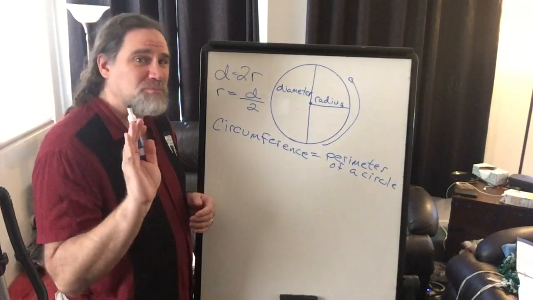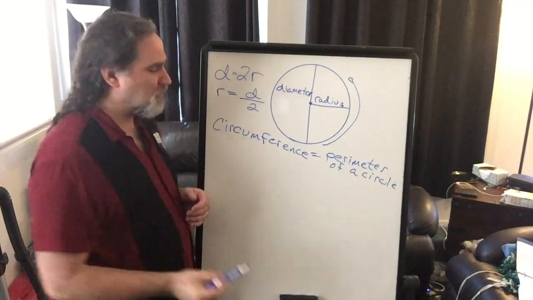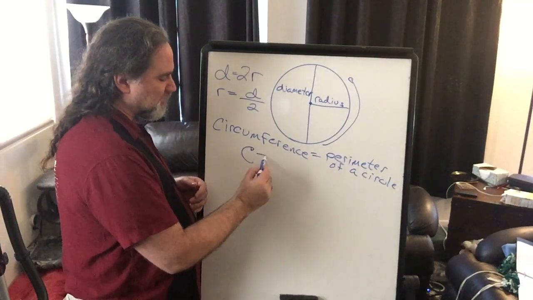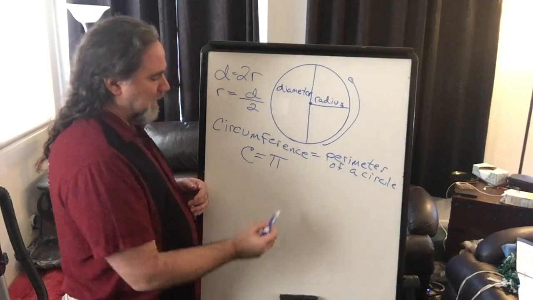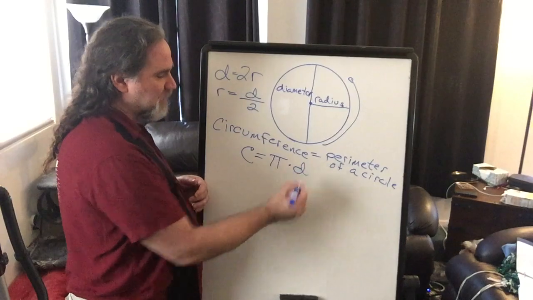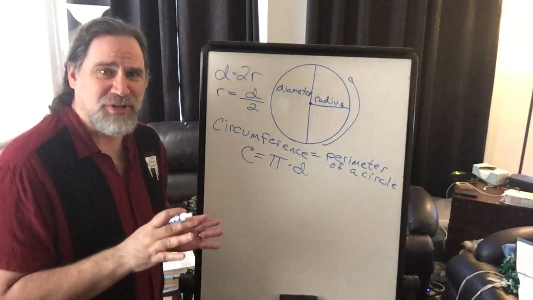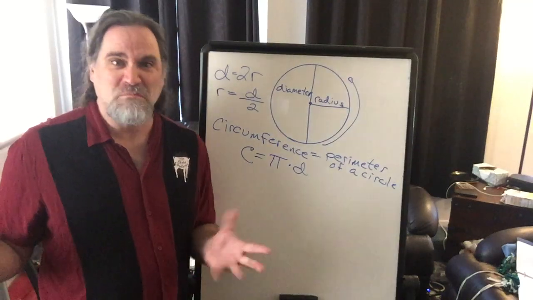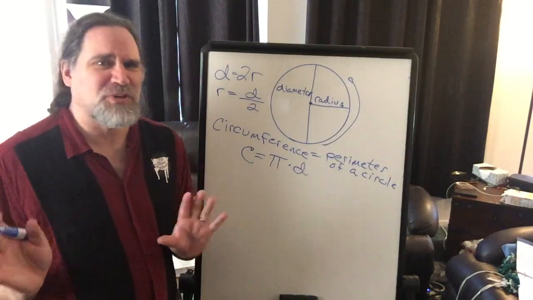But what's important there is now we have a formula for this, and this is something that we're going to need to know. The circumference of a circle is pi times the diameter of the circle. Now this is something that the ancient Greeks figured out, 2,000 to 2,200 years ago.